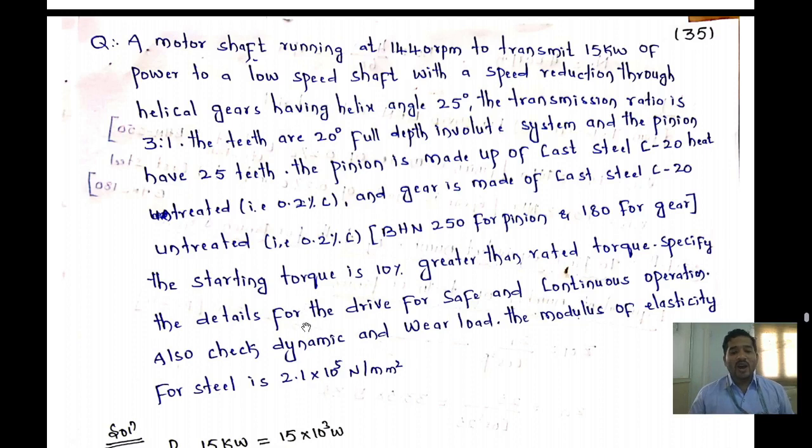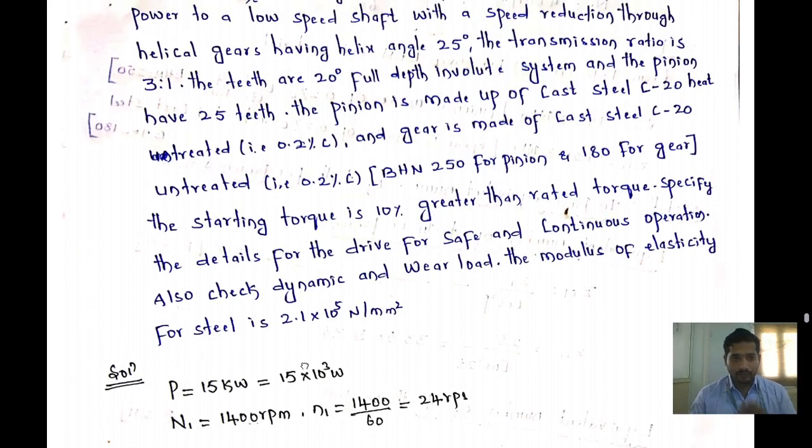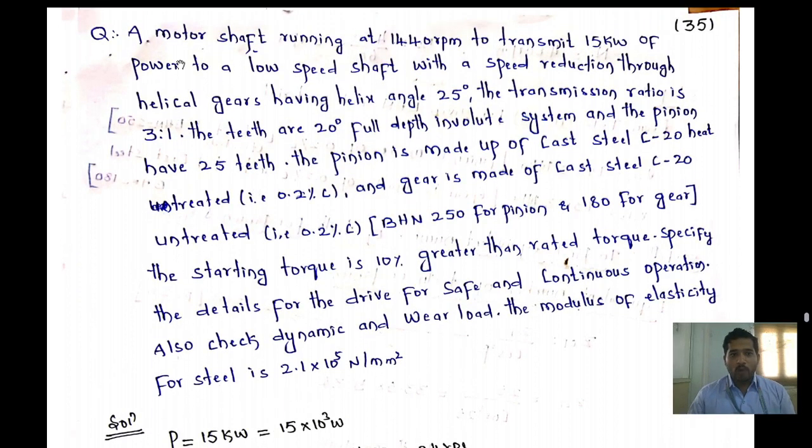The starting torque is always 10% greater than the rated torque. Specify the details for the drive for safe and continuous operation. Also check the dynamic and wear load, which we need to find in this problem. The modulus of elasticity of the materials is given as 2.1 into 10 power 5 Newton per mm square. Let us see over here a motor shaft.